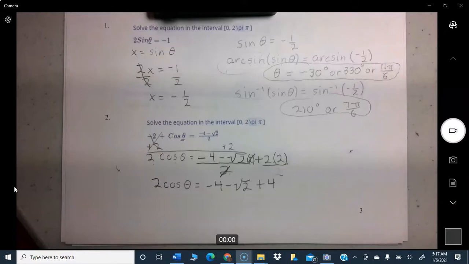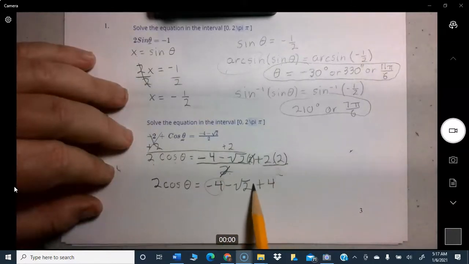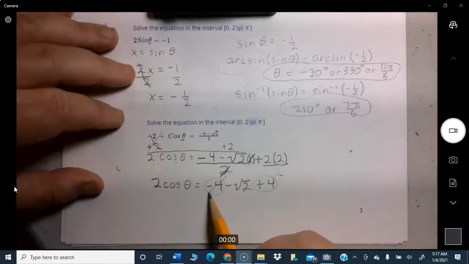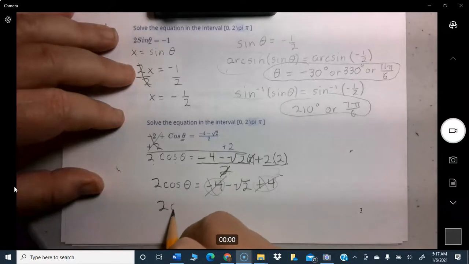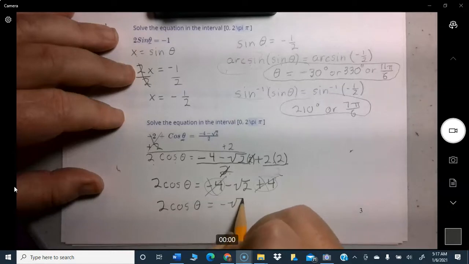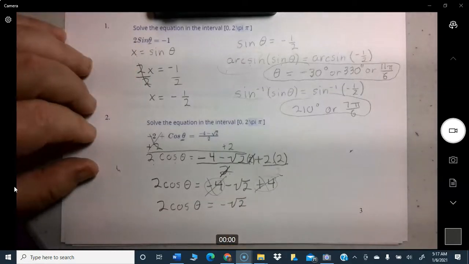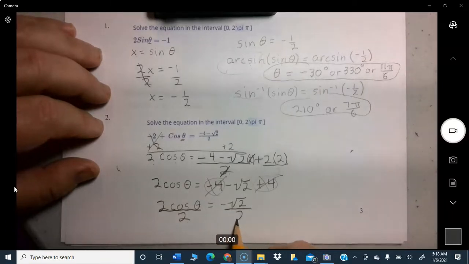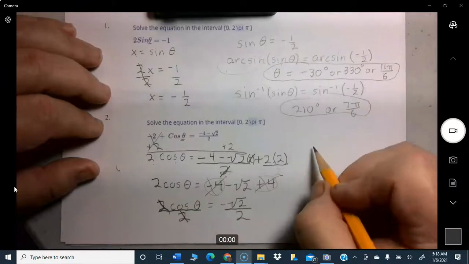Okay, so let's simplify. Well, here you have a negative 4 plus 4. Even though they're separated, you can go ahead and add those together. So this cancels with this. So that's what you have there. And now if you divide both sides by 2, I know we just multiplied by 2, but now we're dividing both sides by 2, you get that. These will cancel out.